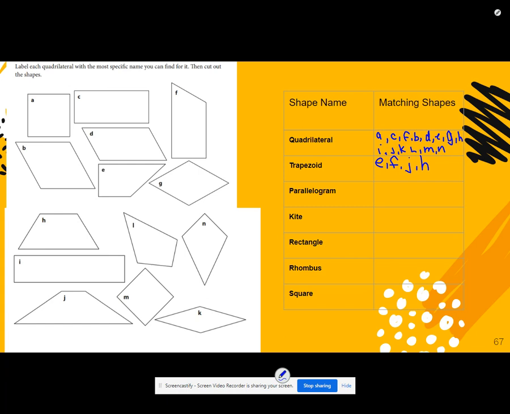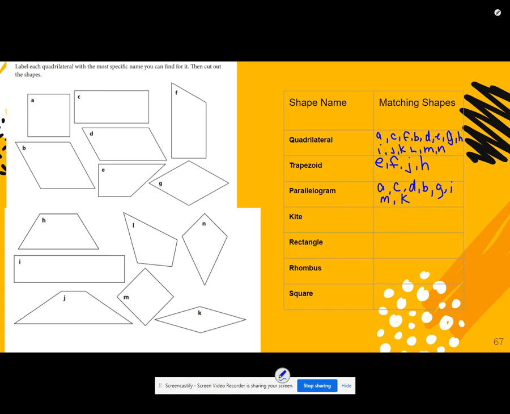All right, which of these shapes are parallelograms? They have two sets of parallel lines. Pause the video. A, C, D, B, G, I, M, and K. All of those shapes are parallelograms. Did you get all those?